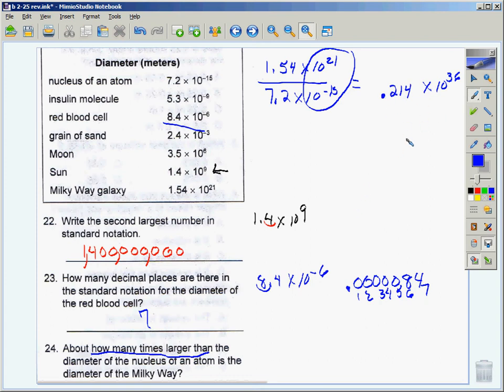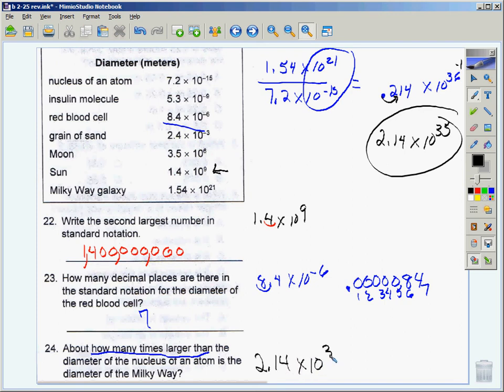Is this in scientific notation? No. Here I would have to move the decimal one place to the right. If I move it to the right, I have to subtract: 2.14 times 10 to the 35th power. Questions on 22 through 24.